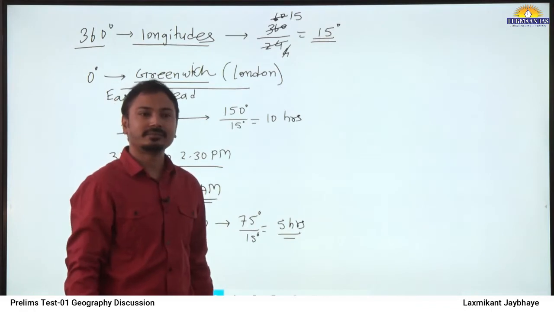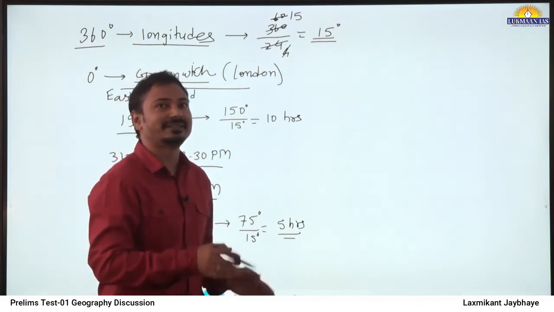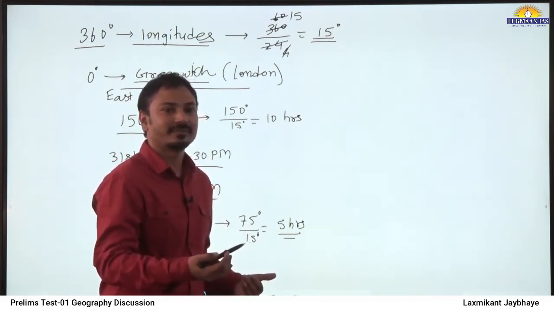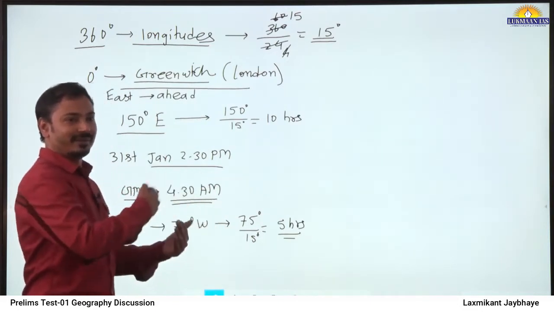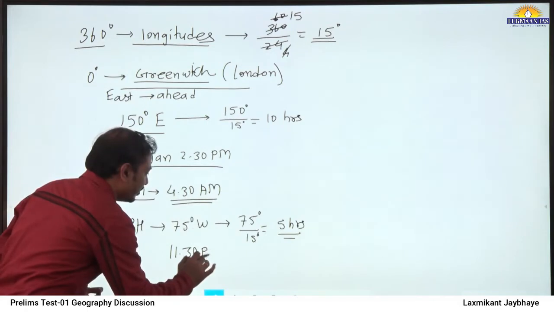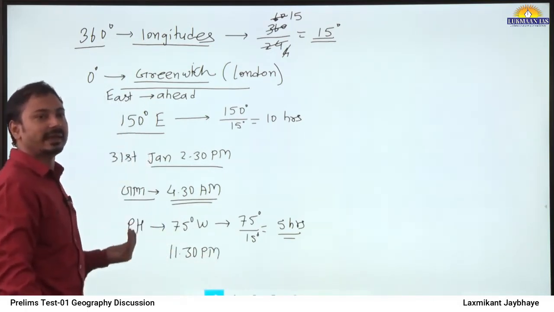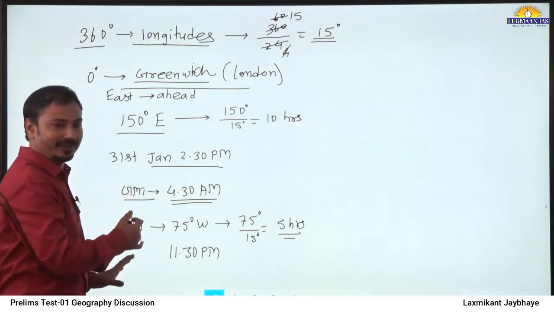What is that time? 11:30 p.m. But whether it is the same day, the previous day, or the next day? Previous day, 30 January. We are moving back, right? So we have understood it is 11:30 p.m. but we have moved back. That is, we are lagging in time here. So we have moved to the earlier day now.